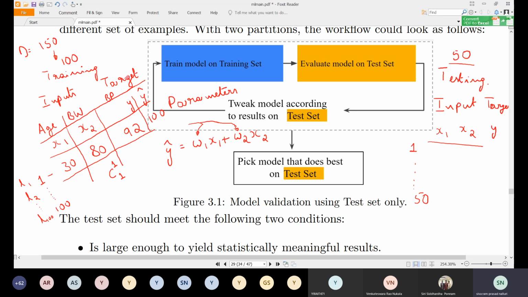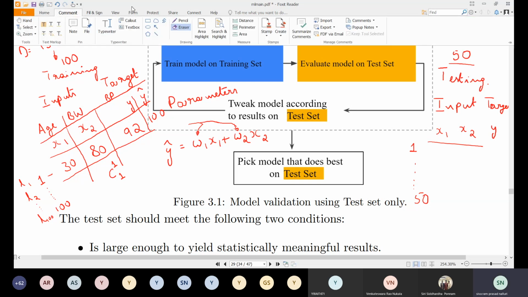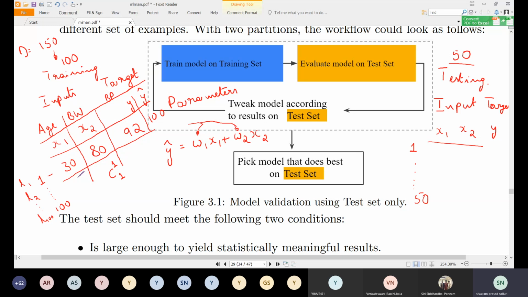Similarly, in the second iteration, again we take all examples in the training set, all 100 examples, and give them one by one to the model. And we ask the model, you predict the blood pressure for each and every example. And what is the difference between the model in the first iteration and the model in the second iteration? The difference lies in the weights. We all know that in each iteration we update the weights or parameters of the model.